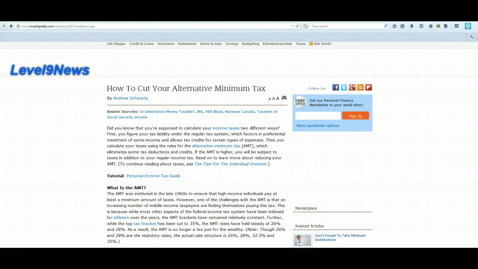So what is the IRS alternative minimum tax, or AMT? The AMT was instituted in the late 1960s, hand in hand, by the way, with the Federal Reserve, to ensure that high-income individuals pay at least a minimum amount of taxes. However, one of the challenges with the AMT is that an increasing number of middle-income taxpayers are finding themselves paying these taxes. That's you and me, and it's about to get worse, a lot worse.